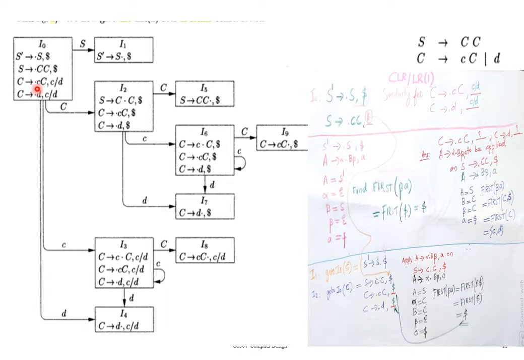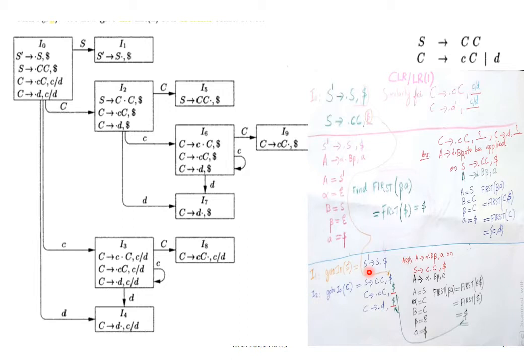So first of beta a means first of capital C dollar. So first of capital C is actually small letter c and small letter d. So that will be the first of beta a. So that will be added to this item as well as this item, since it came from S gives dot CC comma dollar. Then after the dot there is no non-terminal, so the closure ends here. No further production can be added to this closure. So the closure I0 is over.